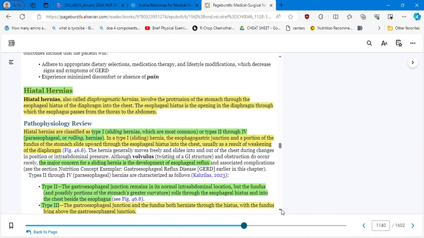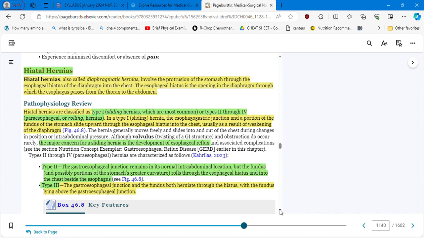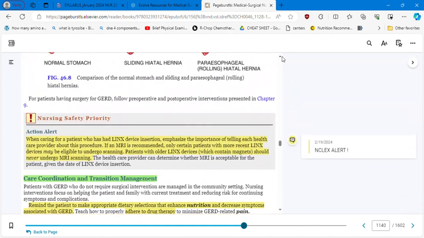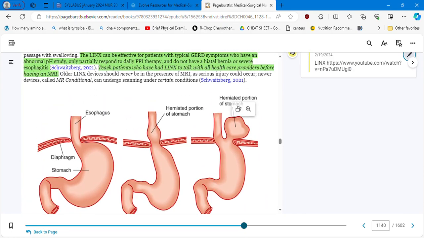So hiatal hernias, also called diaphragmatic hernias, involve the protrusion of the stomach through the esophageal hiatus of the diaphragm into the chest. The esophageal hiatus is the opening of the diaphragm through which the esophagus passes from the thorax to the abdomen. And we have a nice graphic here.